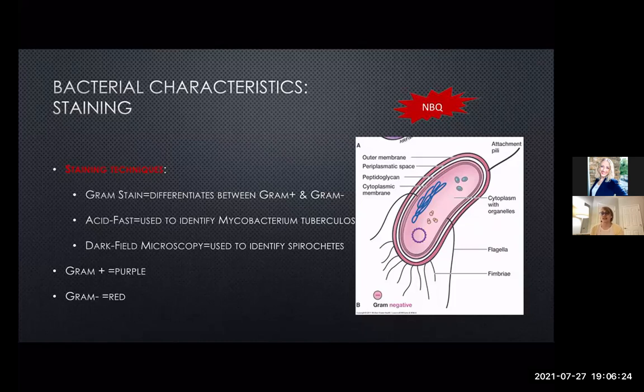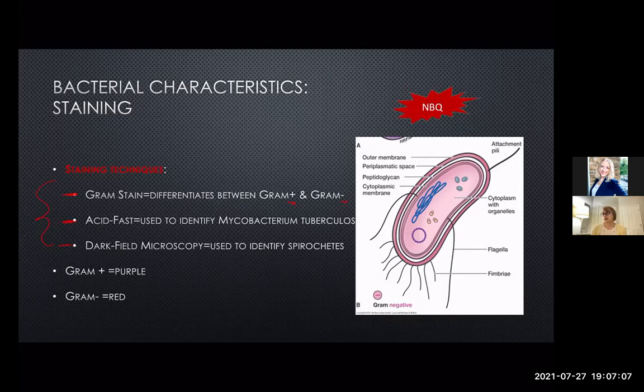So the staining techniques that we have available, this has been on the board exam before. So gram stain is just going to tell if it's gram positive or gram negative. The acid fast staining technique is how we identify Mycobacterium tuberculosis, which is the etiology of tuberculosis. And then dark field microscopy is used to identify spirochetes. And again, you could see any one of these three on your board. So it's really important to understand the differences here.